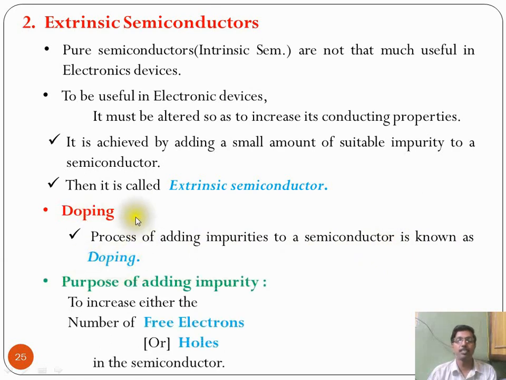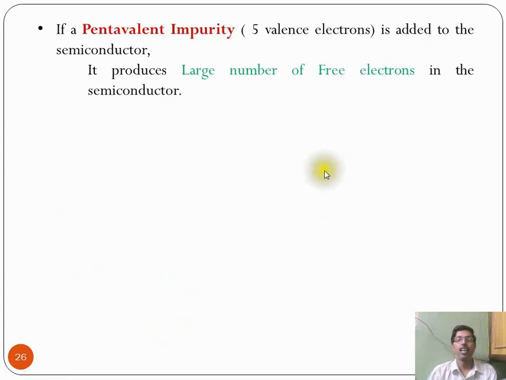What's the purpose? Why are we adding impurity to intrinsic semiconductors? To increase the number of free electrons or holes in the semiconductor. Depending upon the type of impurity which is added, it either increases the free electrons or increases the holes. We will see what type of impurity we are going to add and how it creates free electrons or holes.